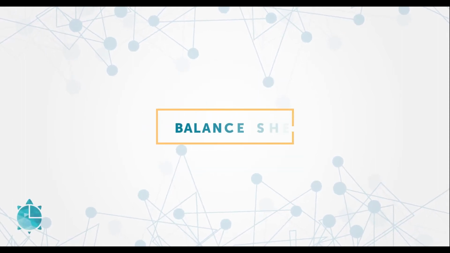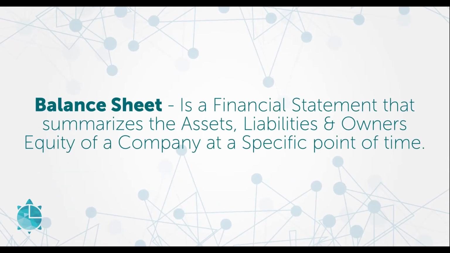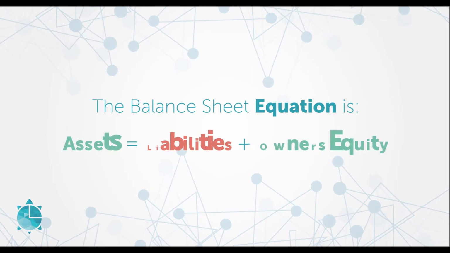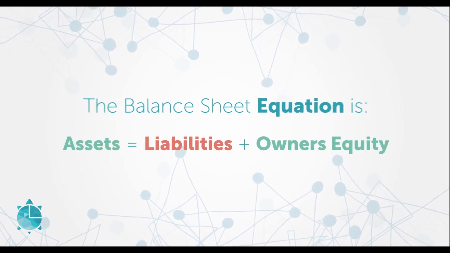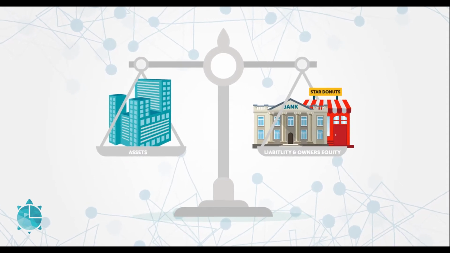Today we are going to discuss the balance sheet. The balance sheet is a financial statement that summarizes the assets, liabilities, and owner's equity of a company at a specific point in time. The balance sheet equation is assets equal liabilities plus owner's equity. The equation should balance at all times, and it means that the assets of the company are funded by the liabilities and owner's equity.